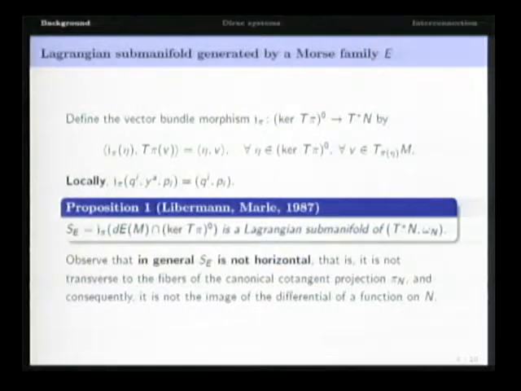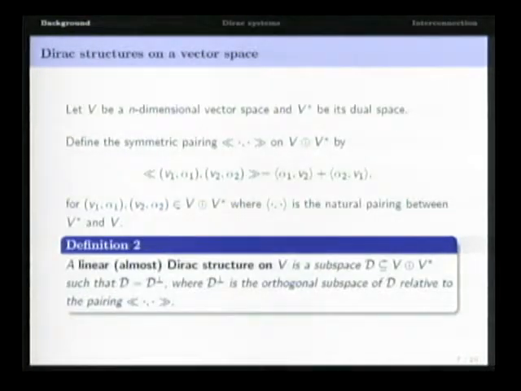So that's why we focus on Morse families, because we are a bit wider, we consider a wider family of Lagrangian submanifolds while working with Morse families. Since, as it says here, this submanifold is not necessarily transversal to the fibers, it could happen that it doesn't project on the whole manifold M, but still is a Lagrangian submanifold. Okay? That's the idea. So next step, let's talk about the Dirac structure.